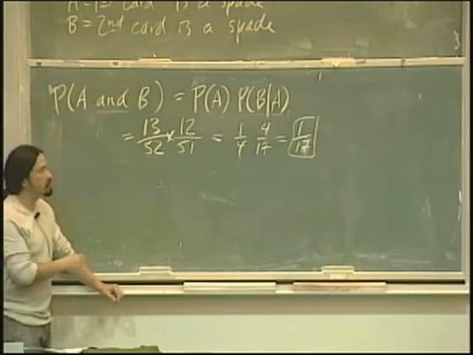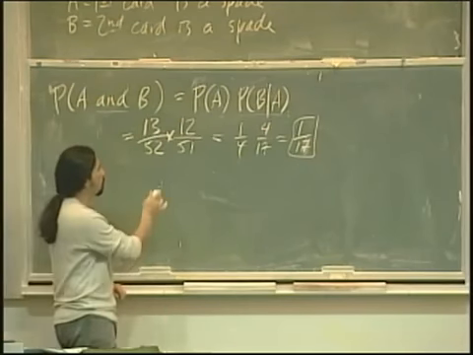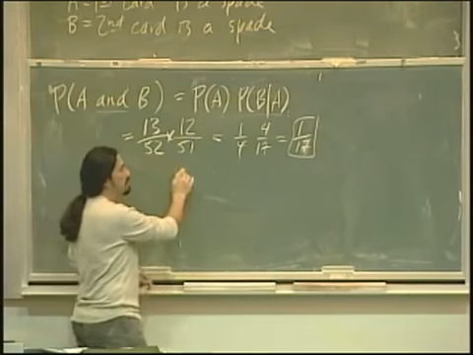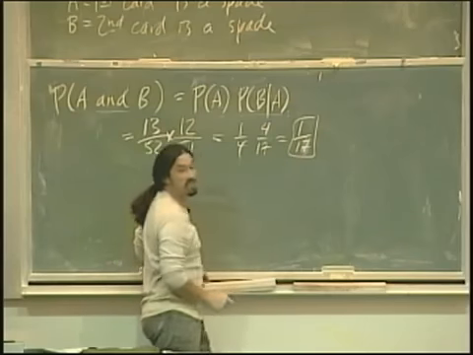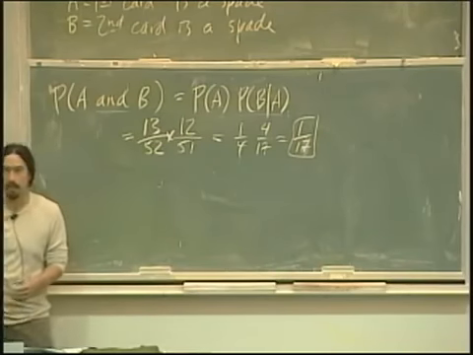Okay? So if we did it in the class, we would expect about 1/4 of the class to get the first one to be a spade. We expect about 1/17 of the class to get both cards to be spades.